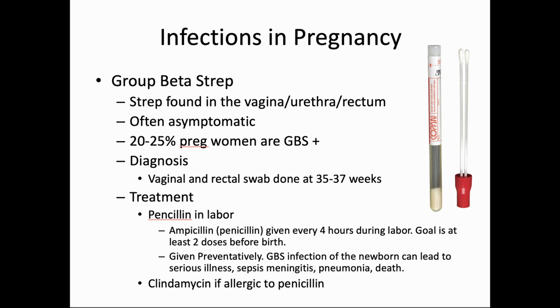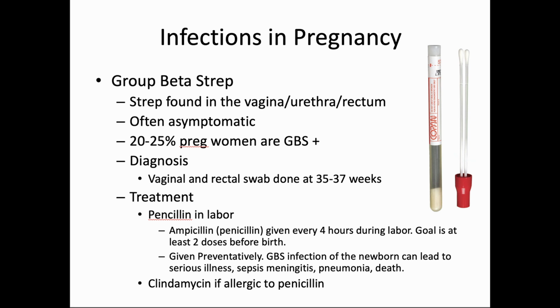The only time we care is during pregnancy because the baby can end up with it on the way out for vaginal delivery. So we test everybody for this, because it's so common, 20 to 25%. Between 35 and 37 weeks, we'll do a swab at whatever their prenatal visit is during that time and test for this strep. If they're GBS positive, they're going to get a penicillin in labor.